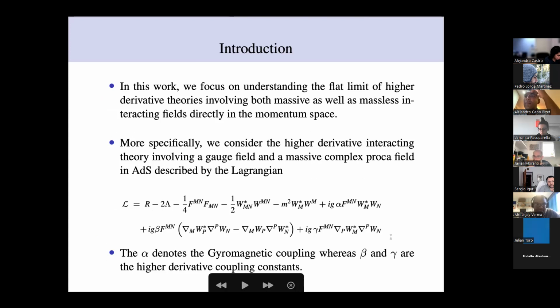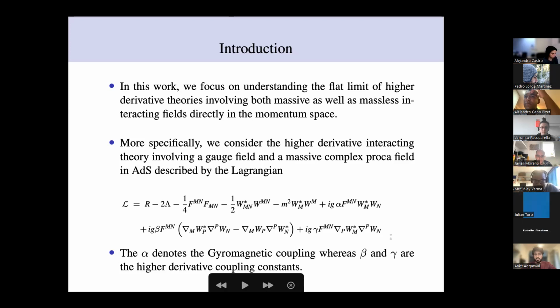In this work, we focus on understanding the flat limit of higher derivative theories, which involve both massive as well as massless interacting fields, and we do this directly in momentum space. More specifically, we consider a higher derivative interacting theory involving a gauge field and a massive complex Proca field in AdS, described by this Lagrangian. Here F_MN denotes the standard gauge field strength, W_M is the complex massive spin 1 Proca field, alpha denotes a gyromagnetic coupling describing the interaction between the gauge and Proca field, and beta and gamma are the higher derivative coupling constants. One can show that up to 3 derivative terms, this is the most general Lagrangian one can write down.